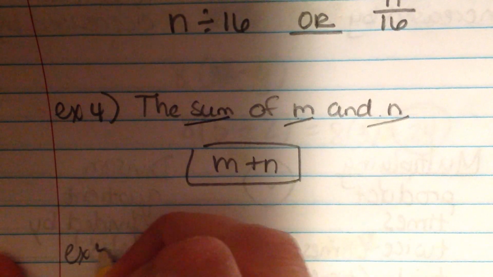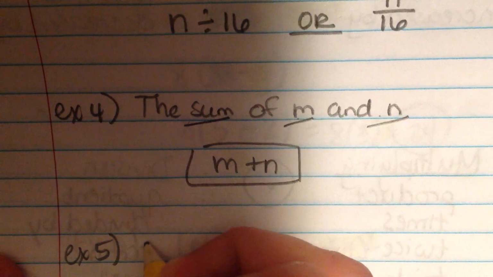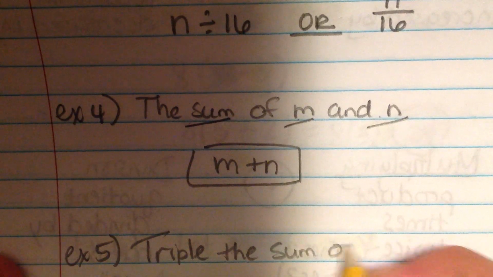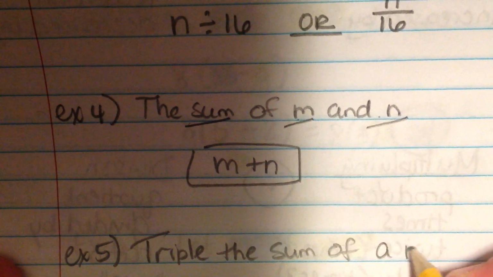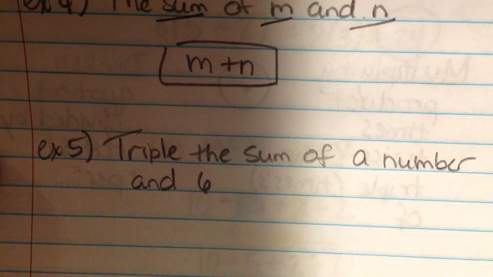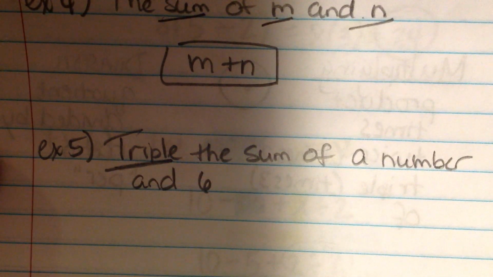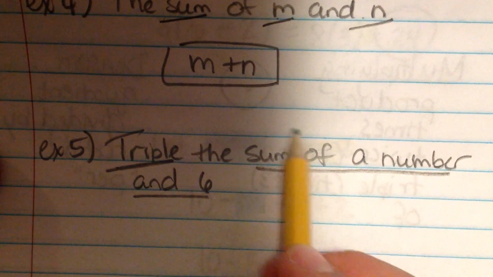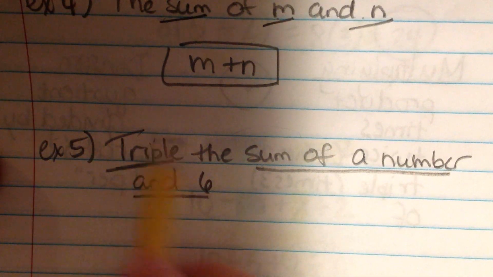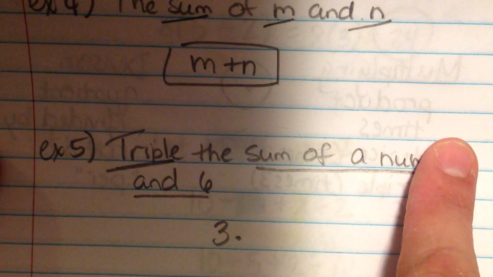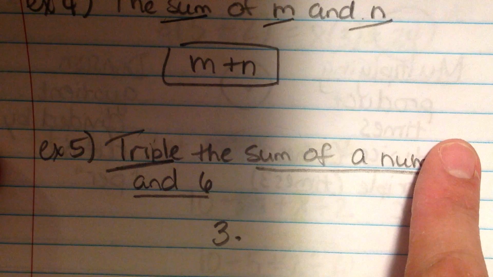Let's try a tricky one. I will have triple the sum of a number and 6. So here's where a tricky one comes in play. We have triple, but they want you to have triple the sum of a number and 6. So we need triple, then the sum of a number and 6. So we know triple means 3 times. And we need to do the sum of a number and 6. We don't know what a number is. That's our variable. We'll choose any letter, except usually O.